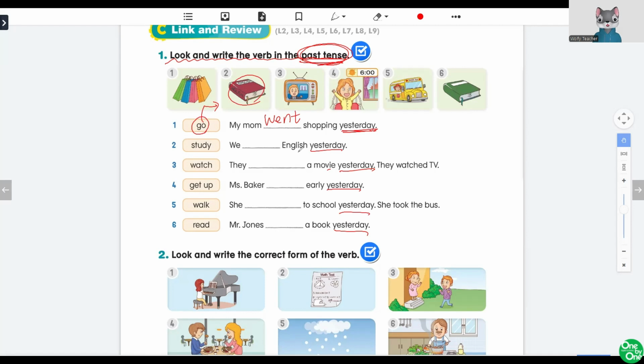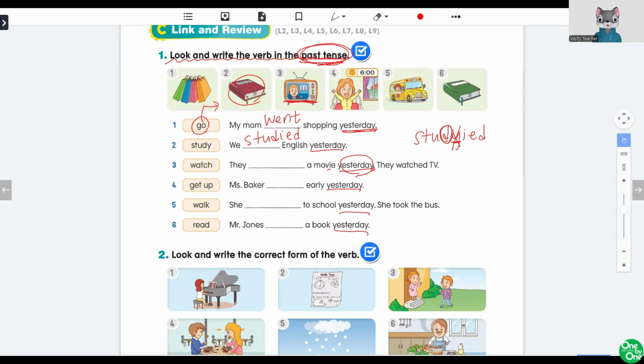Now, we, English. 영어 공부한 거니까 뭐 해야 돼? We, remember, it's study, but it has a Y at the end and there's a consonant. Remember, Y 빼고? That's correct. Studied, I-E-D. We studied English yesterday. Fantastic.